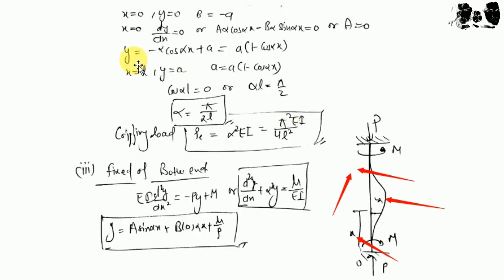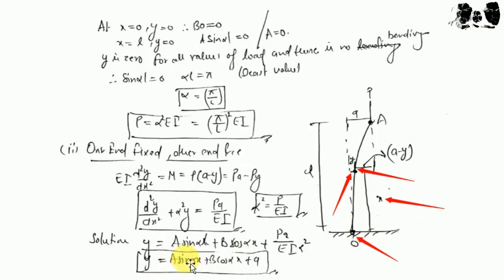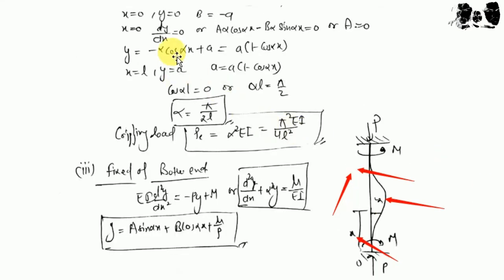Then we have y is equal to minus alpha, this is the value of b here, minus alpha cos alpha x, and the value of a is already 0 here, so this part becomes 0, and the value of b is equal to minus a, and a already exists in the solution equation. Then we can take out a from both of the parts, then we have this equation, y is equal to a(1 minus cos alpha x).